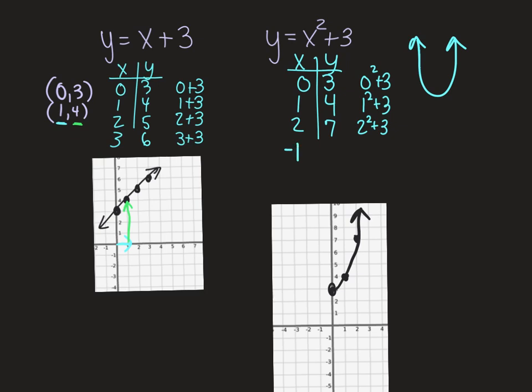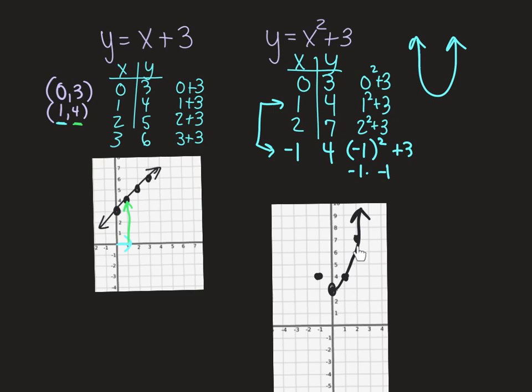Let's pick -1. -1 squared is still +1, because -1 times another -1, two negatives make a positive. So I have +1 plus 3, which is 4. Now, notice that that matches this guy. They will always do that. That will always happen. They will come in pairs. So if 1 is 4, -1 is 4, don't be shocked. So now I've got a dot at -1, 4.